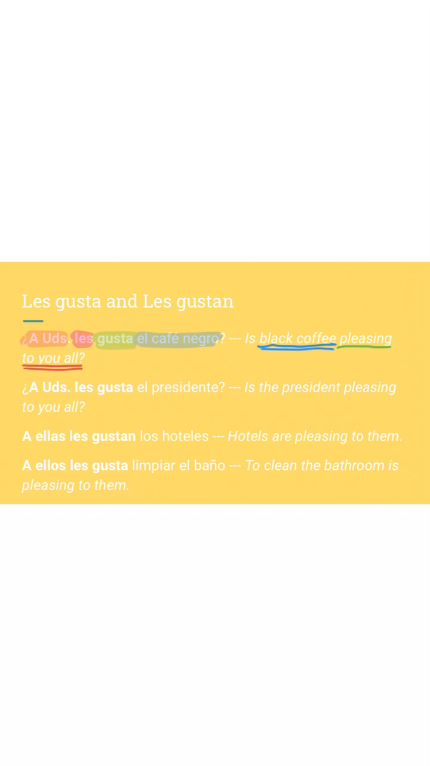We see a similar sentence with a ustedes once again. Our IOP, of course, is les, and it's matching that person being affected. And we have gusta el presidente, right? So rather, is the president, which is our subject here, and pleasing, our verb, again, to you all. Muy bien. We'll take a couple more looks at these final two sentences here.